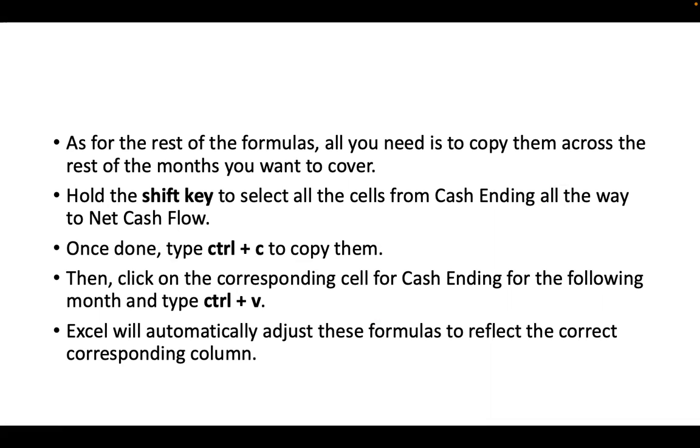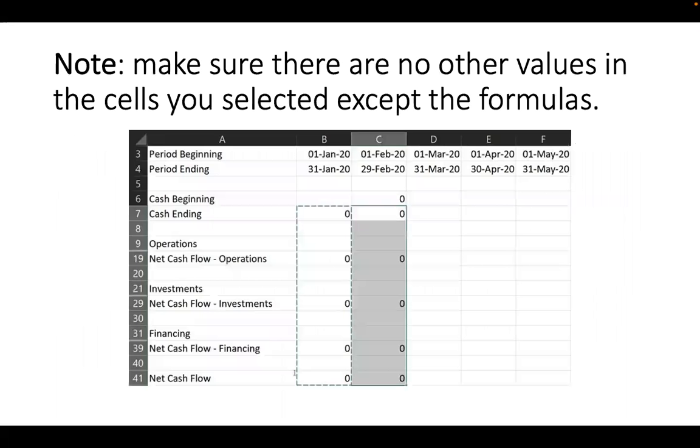Hold the shift key to select all the cells from cash ending all the way to the net cash flow. Once done, type Ctrl plus C to copy them, then click on the corresponding cell for cash ending for the following month and type Ctrl V to paste. Excel will automatically adjust these formulas to reflect the correct corresponding column. This is how it is done. Make sure there are no other values in the cells you selected except the formulas. Only formulas should be there and nothing else.